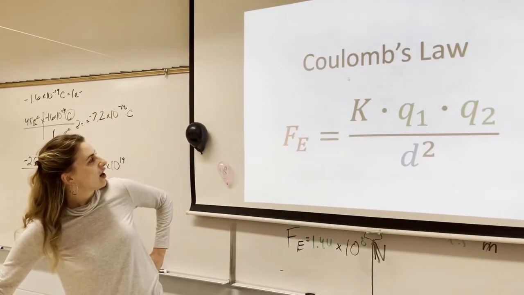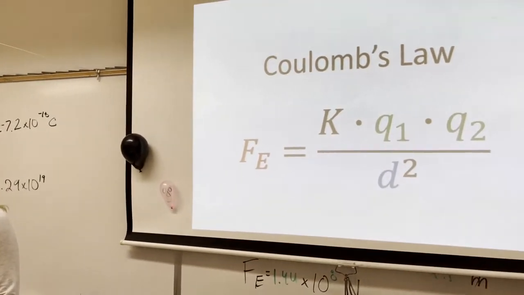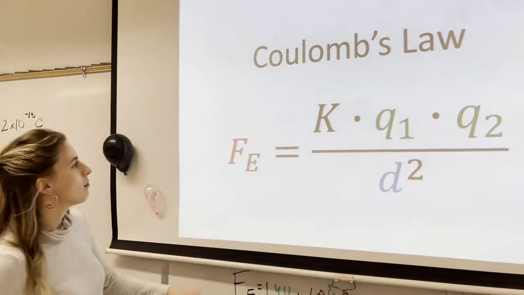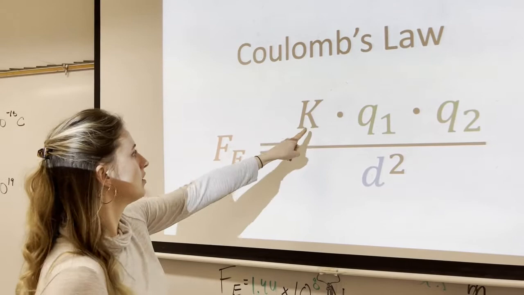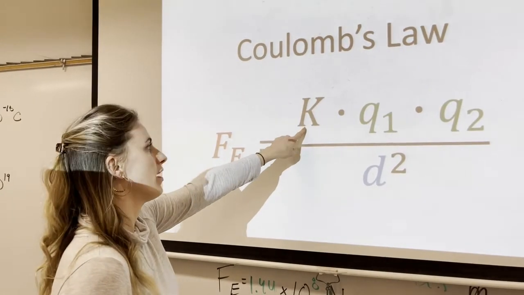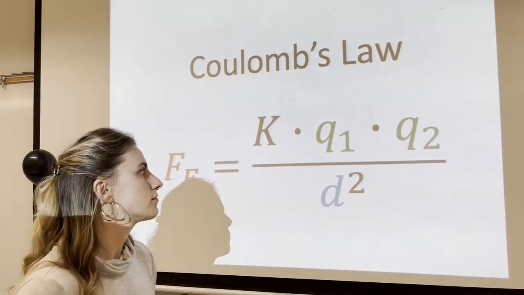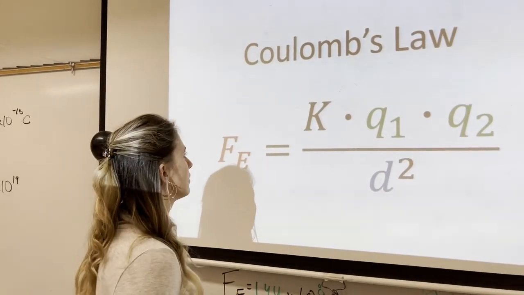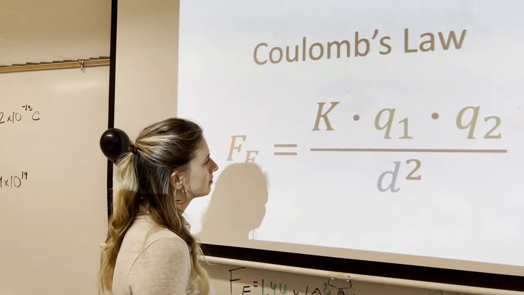Okay, all right. Coulomb's law. Super cool. Our electrical force equals our constant, which we have a value for, charge 1 times charge 2 over d squared. This looks complicated, but it's the same. You've already done it with gravity. It's basically the same thing. It's just your calculator knows how to do it.